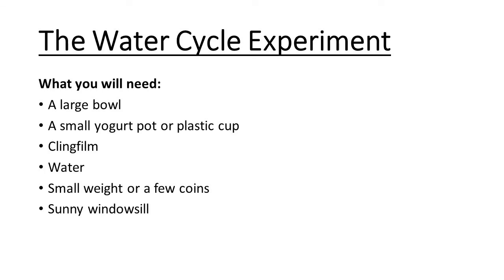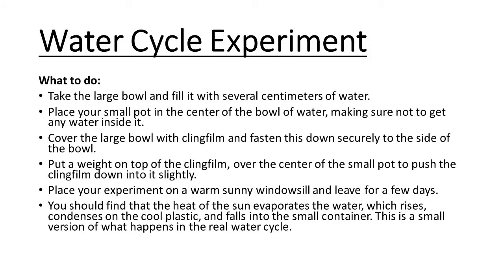Today you will complete a water cycle experiment. To do this, you will need a large bowl, a small yogurt pot or cup, cling film, water, small weights or a few coins, and a sunny windowsill. Here's what to do with your water cycle experiment. Take the bowl and fill it with several centimetres of water. Place your small pot in the centre of the bowl of water, making sure to not get any water inside it.